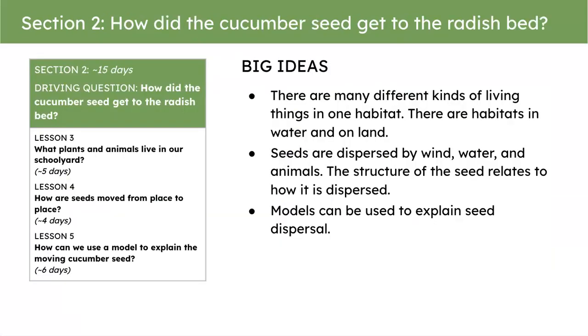Through the storyline of Section 2, students gain an understanding of these standards-based big ideas. There are many different kinds of living things in one habitat. There are habitats in water and on land. Seeds are dispersed by wind, water, and animals. The structure of the seed relates to how it is dispersed. Models can be used to explain seed dispersal. Section 2 should take about 15 days to complete.